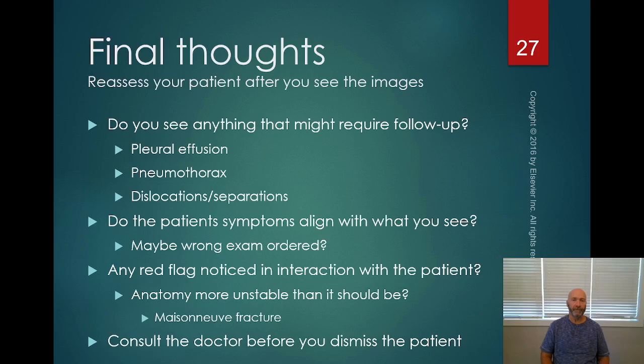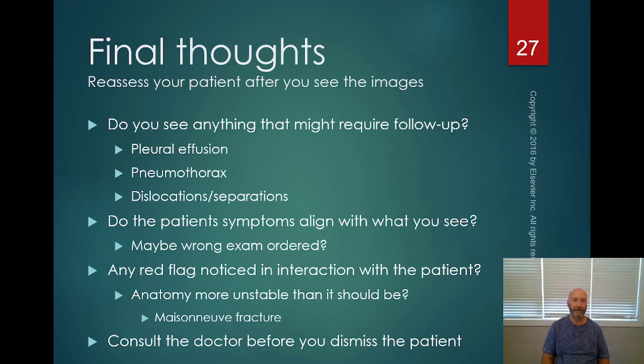So final thoughts, reassess your patient after you see the images. Did you see something that might require follow-up? Like, did you see that pleural effusion? Did you see a collapsed lung? The definition of a collapsed lung is atelectasis, but pneumothorax is evidence that we've got a collapsed lung. So do you see a lung and then you see an air pocket that has no lung markings at all? That's a pretty good indication the patient has pneumothorax.